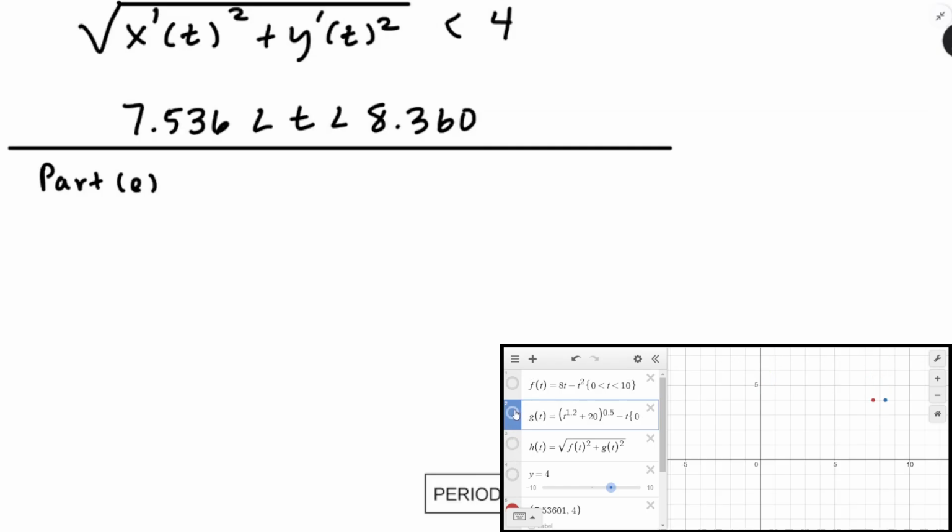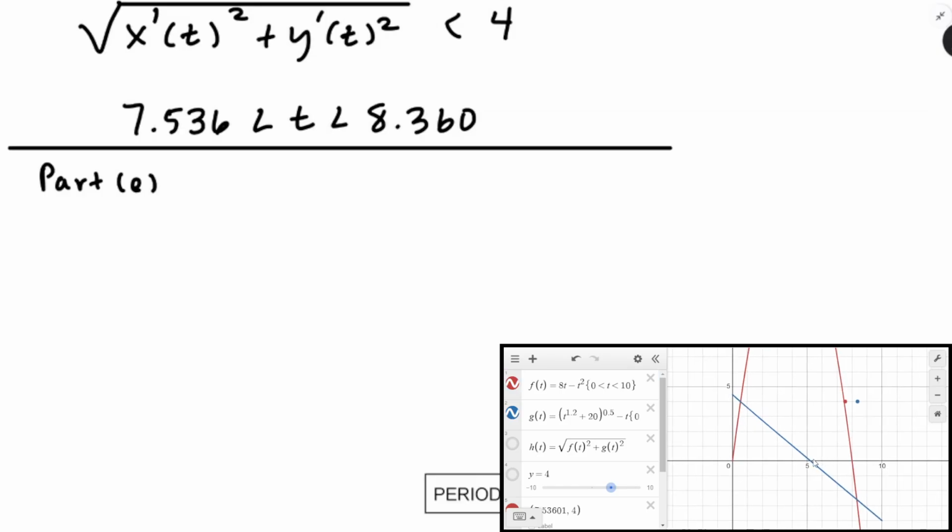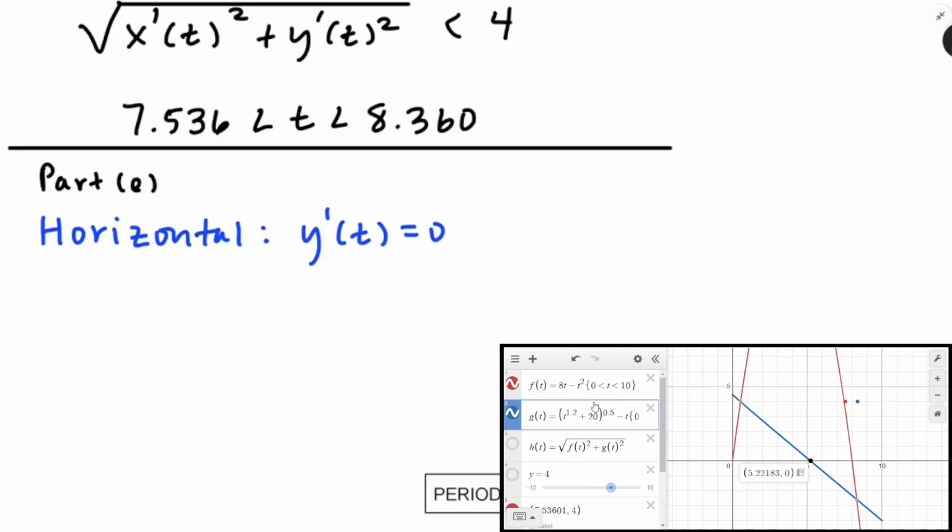Turn off all of these graphs and turn those on. And so I'll be interested in that point and this point right there. So that's t equals 8 and t equals 5.222. First I need to label what's going on here. My horizontal tangents are going to be where y prime of t equals 0, and when x prime of t is not also 0, but we see they're not ever simultaneously 0. And so y prime is g, that's the blue one, right here at 5.222.